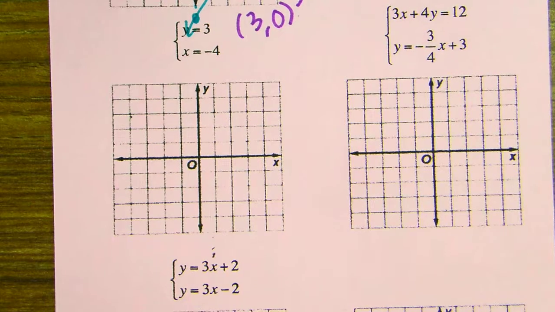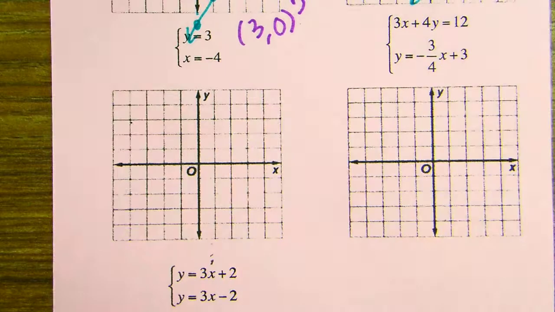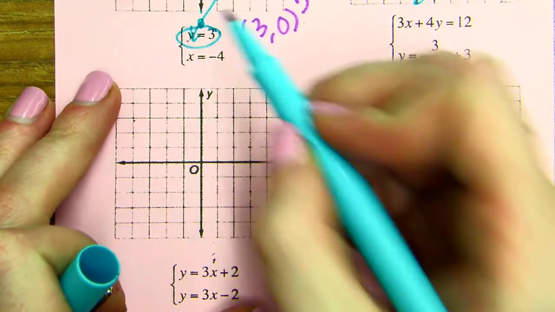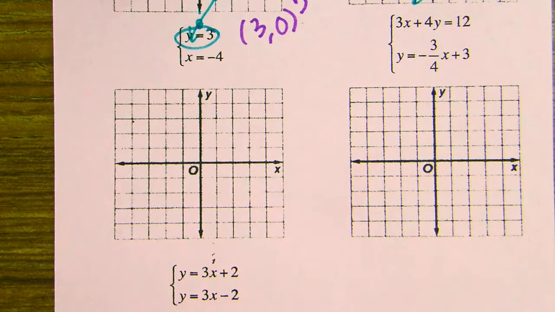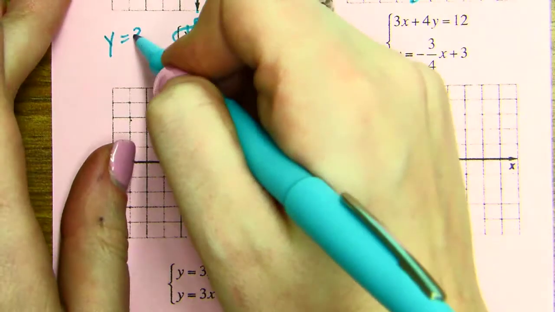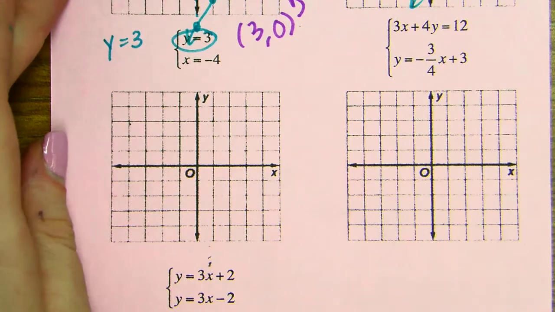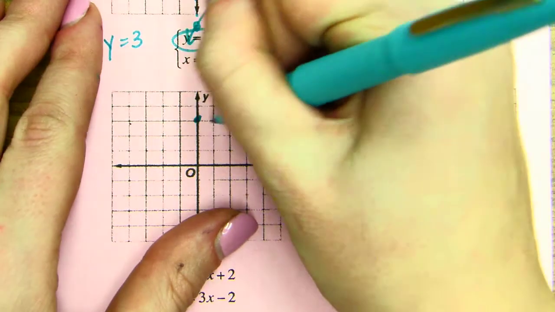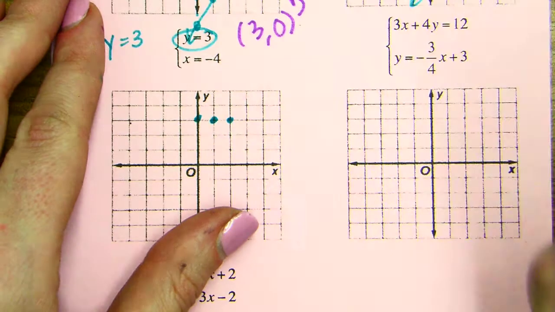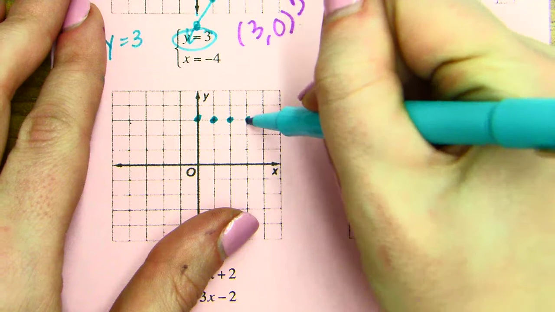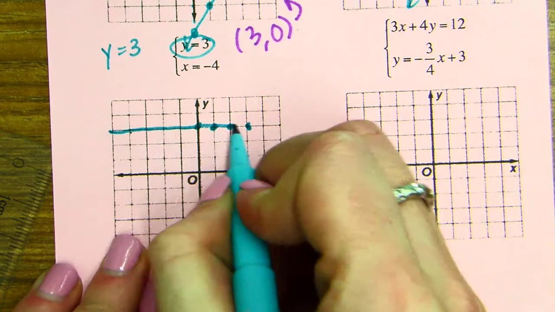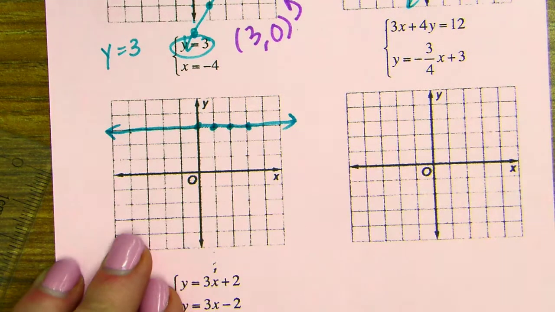Okay, this one I kind of wrote all over it. It says y equals 3 and x equals -4. That's not quite in slope-intercept form. It doesn't have an x in it. It just says y equals 3. That means y always equals 3. So if x is 0, y is 3. If x is 1, y is 3. If x is 2, y is 3. If x is 3, y is 3. So it's going to be a horizontal line where y always equals 3.